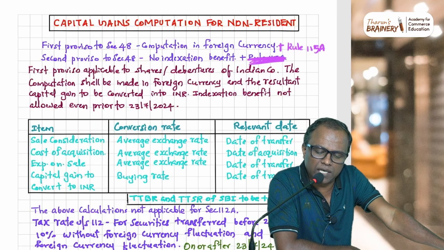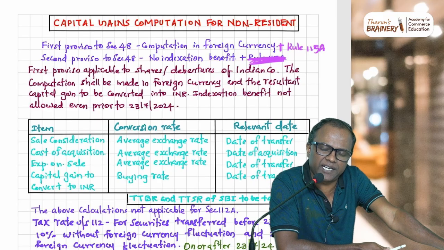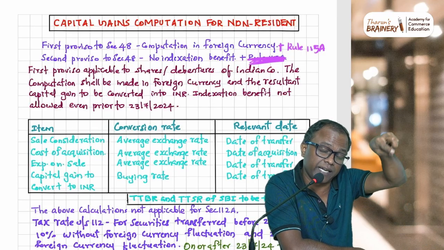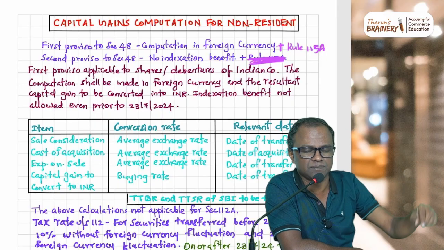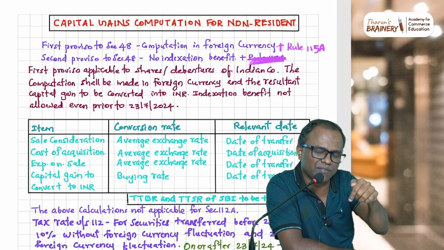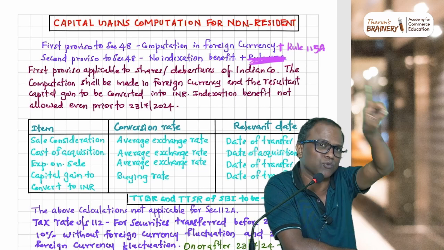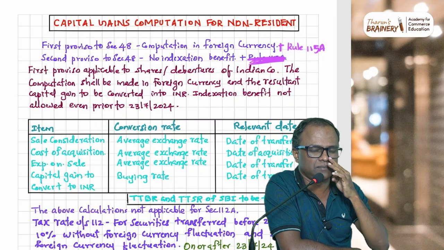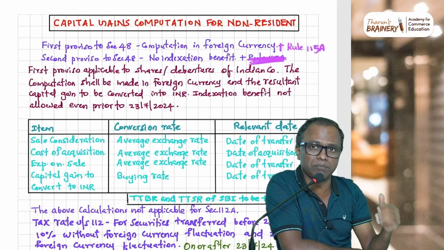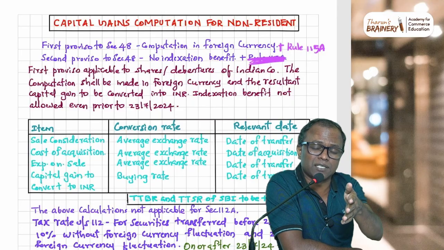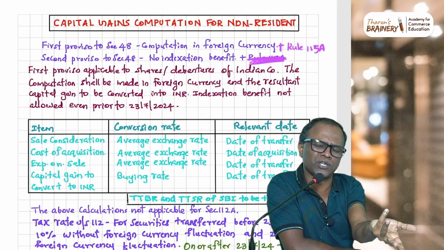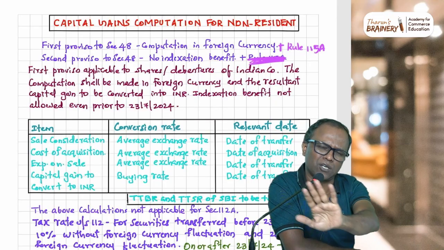As per the rule under 115A, the capital gain of a non-resident from transfer of shares and debentures of an Indian company must be computed in the original foreign currency in which he purchased the shares and debentures. So even though all the figures are given in INR, we have to go back to foreign currency, compute the capital gain in foreign currency, and reconvert it into INR. After 23rd July 2024, nobody will get indexation. And for non-residents, even prior to 23rd July 2024, no indexation. Indexation is not at all available for non-residents.